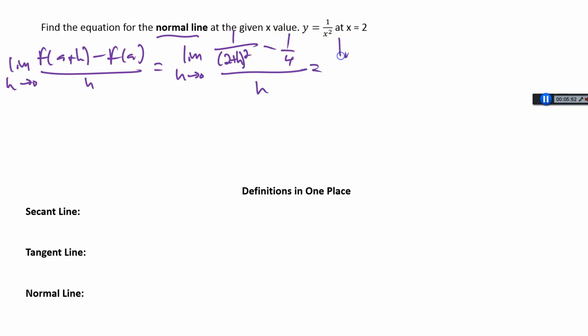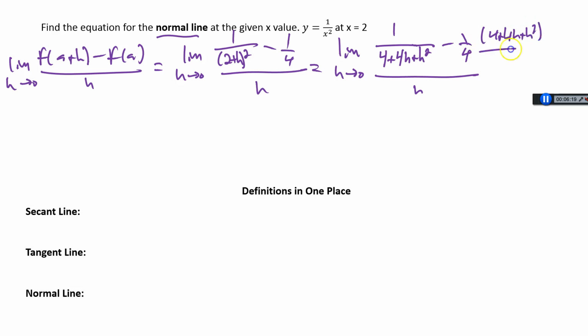So we got to expand the bottom there. We got limit as h approaches 0. Let's see here. We got 1 over 4 plus 4h plus h squared minus 1/4, all divided by h. Oh, fun. We get to find a common denominator. So here we get 4 plus 4h plus h squared on top and bottom. Here we get 4 and 4.